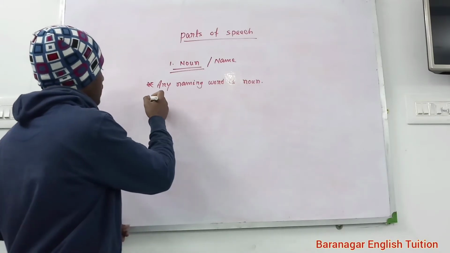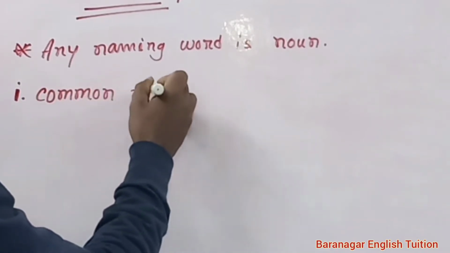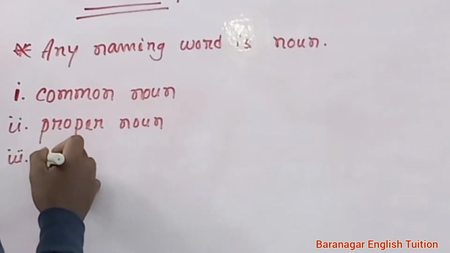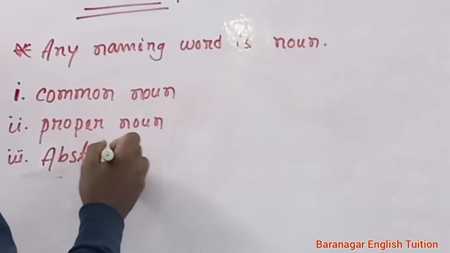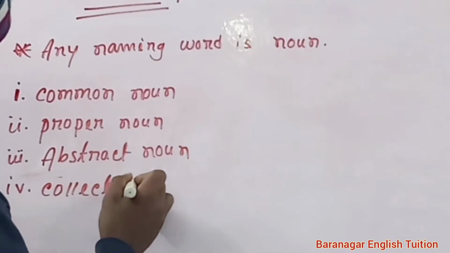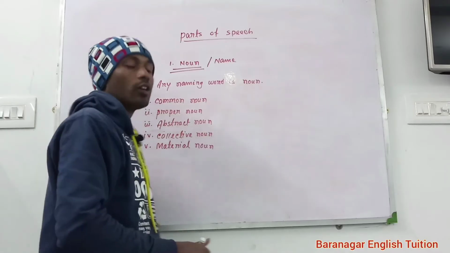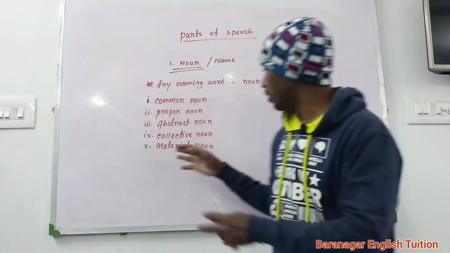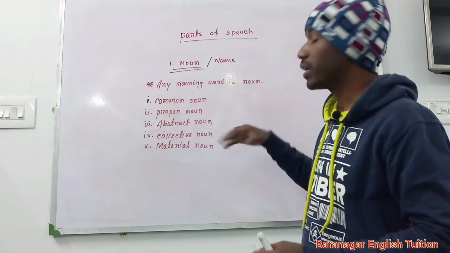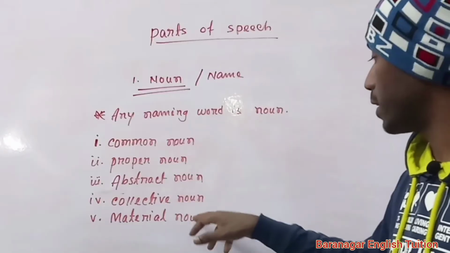So first we will understand the division, the types. First one is common noun, second one proper noun, third one abstract noun, collective noun, and material noun. If you have to understand, you have to memorize these also. So we can divide the noun into 5 categories: common noun, proper noun, abstract noun, collective noun, and material noun.